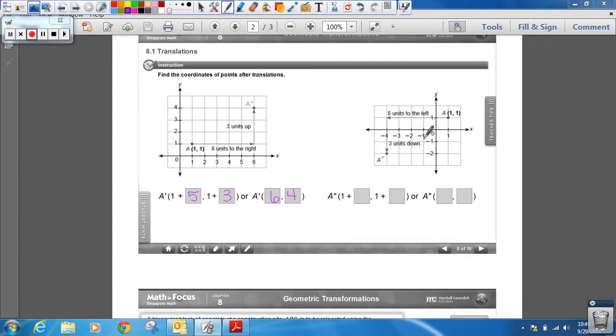So this is just stressing the algebraic part of it. A double prime, then if I look here, A started out 1, 1 again, but this time we moved 5 to the left. So my x value is going to subtract 5. So 1 minus 5, or 1 plus a -5, which is the exact same thing, means I should be at -4 for my x value. We went 3 units down, so I'm going to subtract 3. 1 plus a -3, or 1 minus 3 is -2. So A double prime should be at -4, -2, which it is.